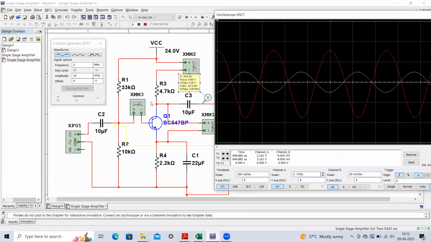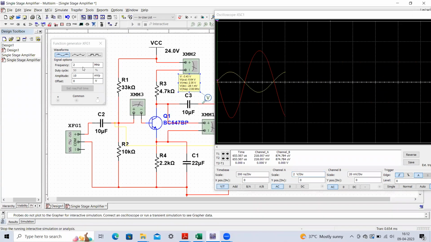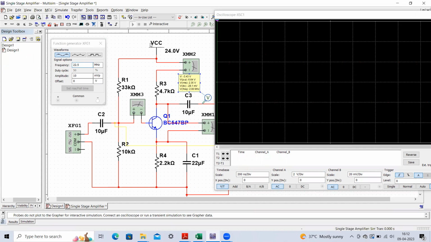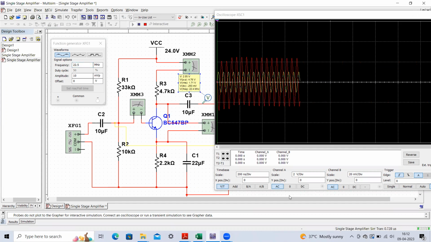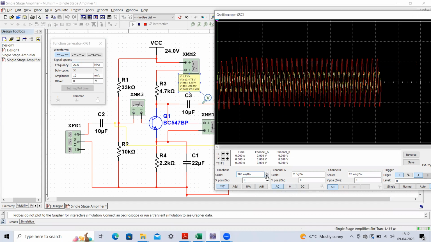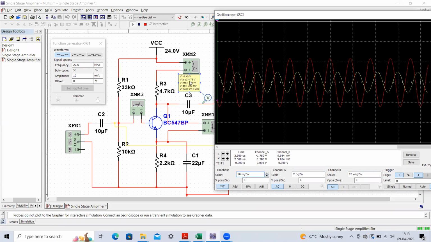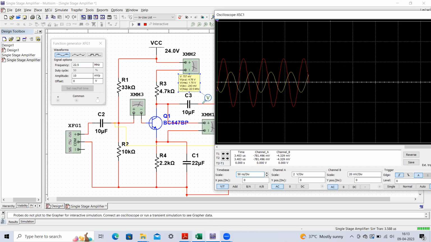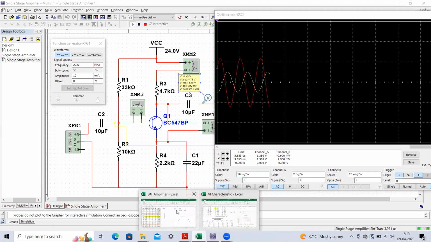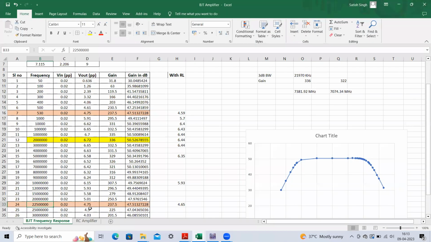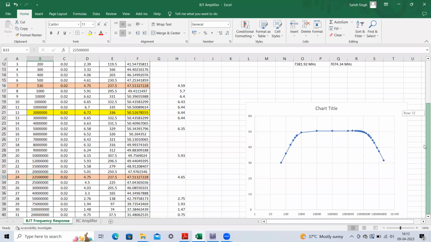If we make it 22.5 megahertz, you can observe this waveform. Again we get a sinusoidal signal, and here we can see it is around 4.76 volt. This is what I have written over here, you can see this value, 4.7 V output. This way, please complete your table.